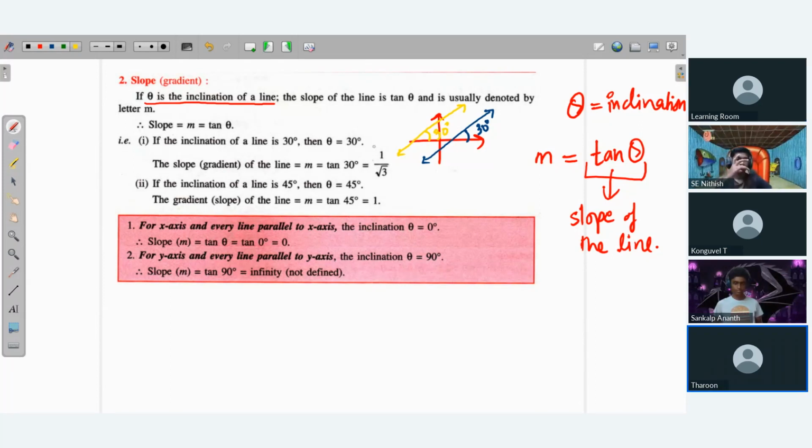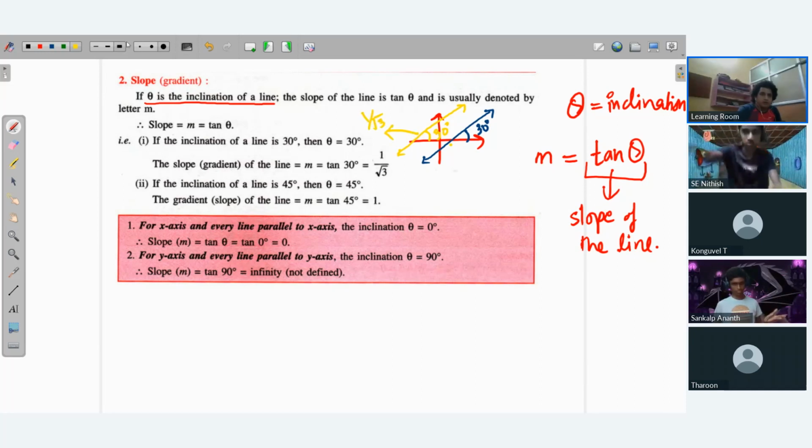Both the yellow line and the blue line will have the same slope. All parallel lines have exactly that slope. So the blue line's slope for 30 degrees is 1 over root 3, and the yellow line also has a slope of 1 over root 3. Similarly for an angle of 45 degrees and so on.